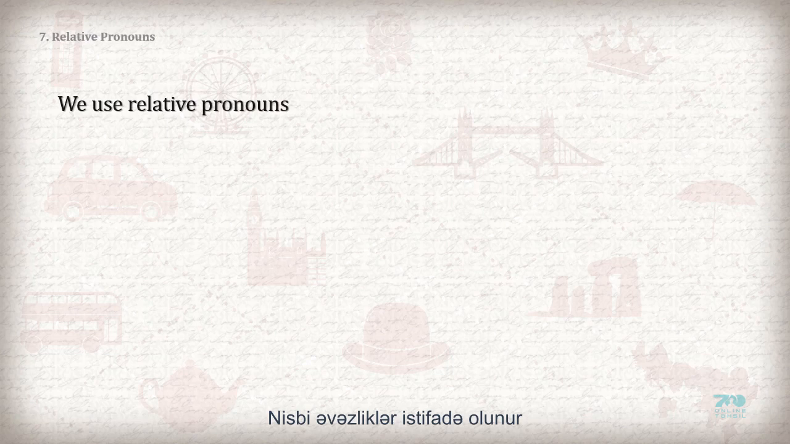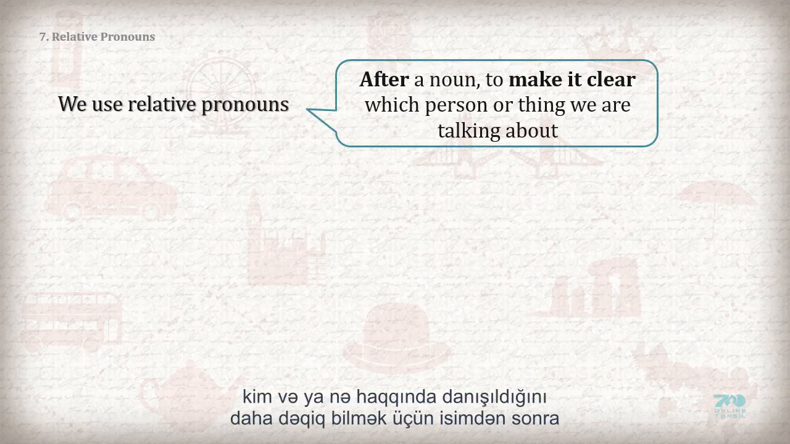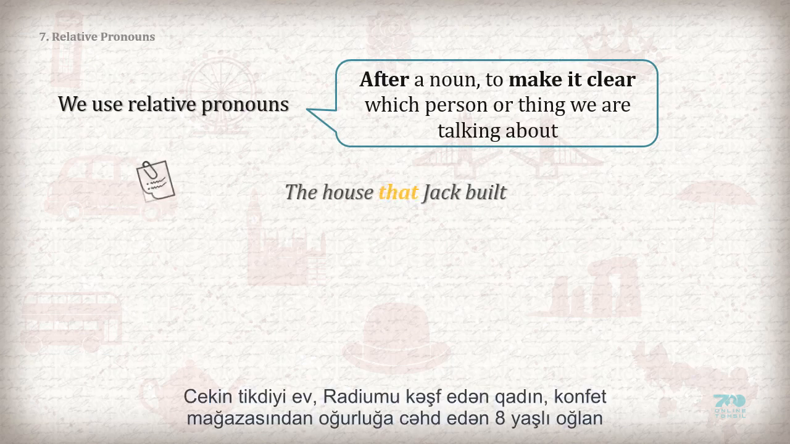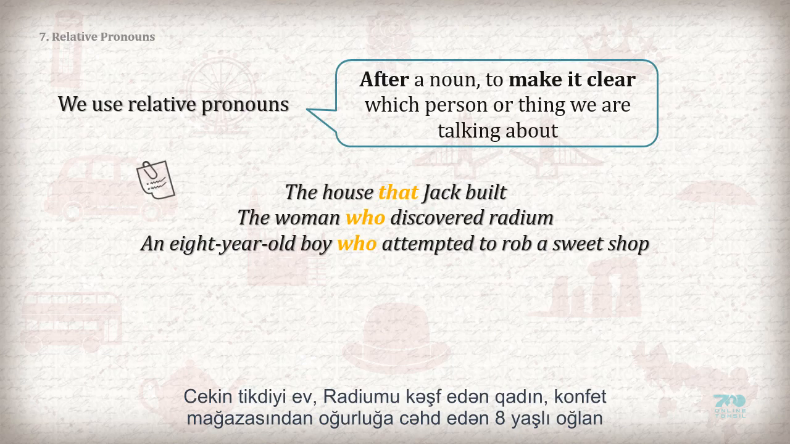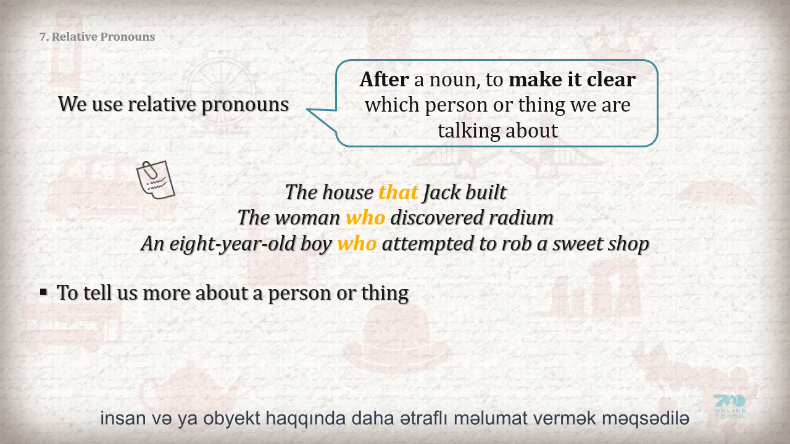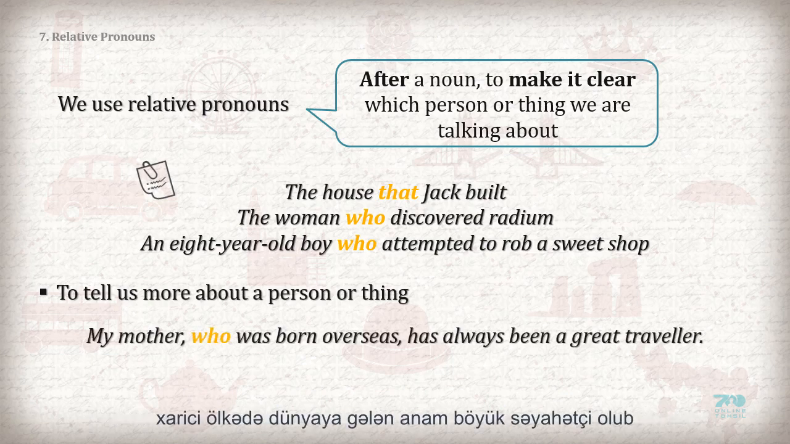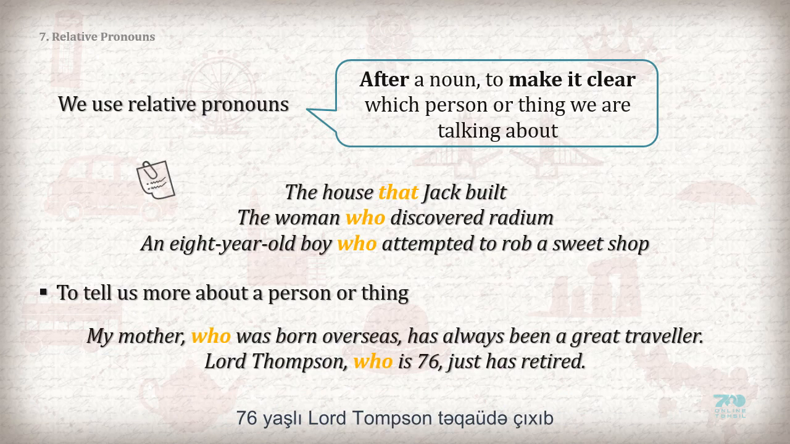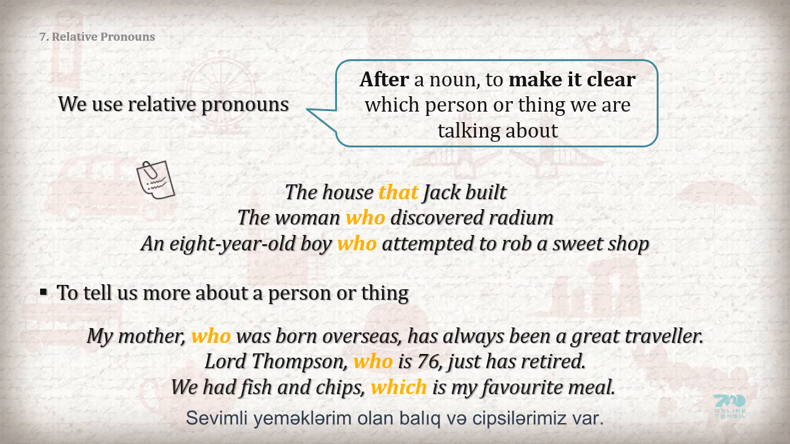We use relative pronouns after a noun to make it clear which person or thing we are talking about. The house that Jack built, the woman who discovered radium, an 8-year-old boy who attempted to rob a sweet shop. To tell us more about a person or thing: My mother, who was born overseas, has always been a great traveler. Lord Thompson, who is 76, has just retired. We had fish and chips, which is my favorite meal.